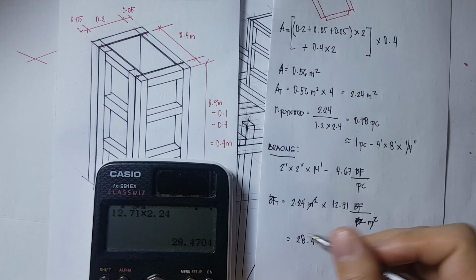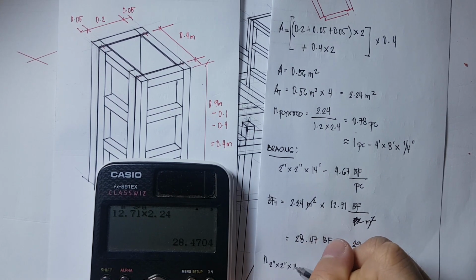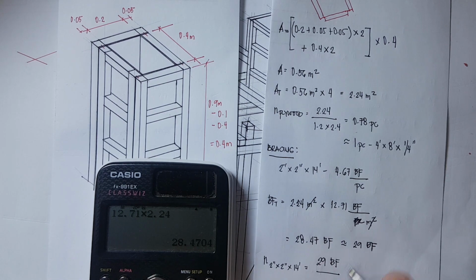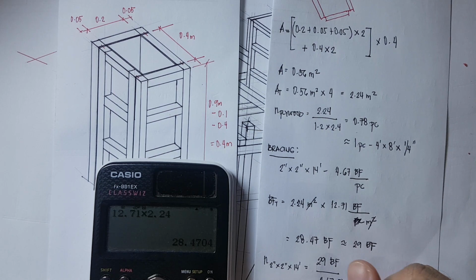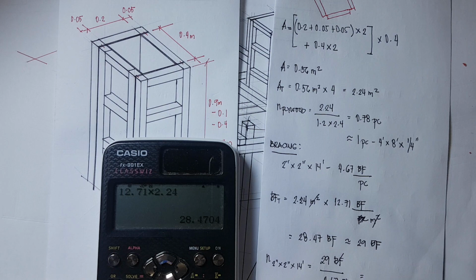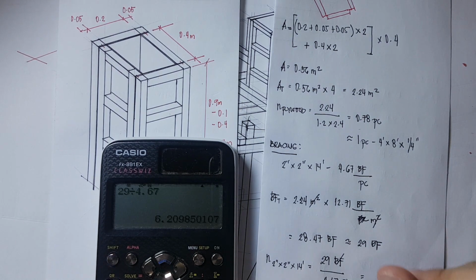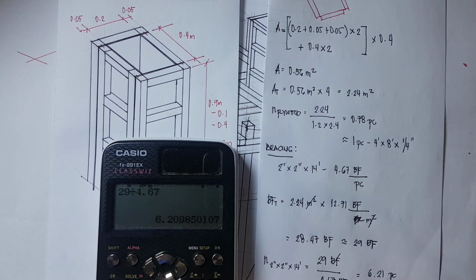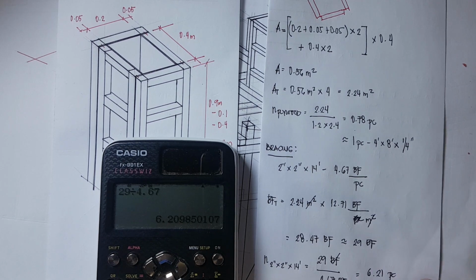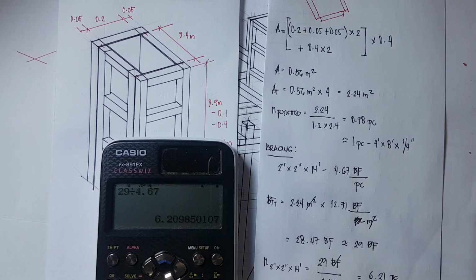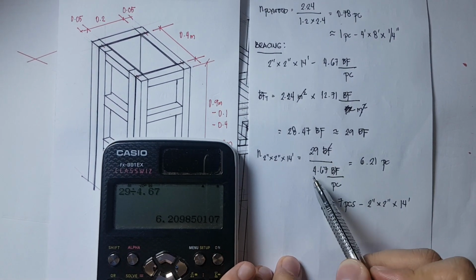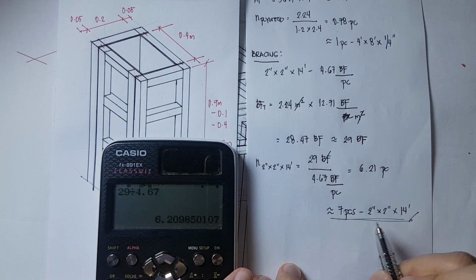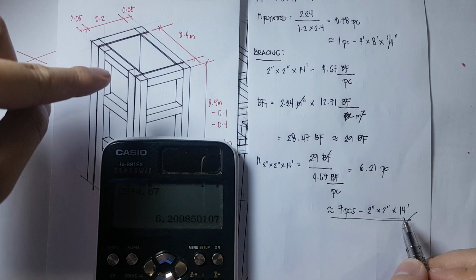For the number of 2 inch by 2 inch by 14 feet, we simply divide 29 board foot by 4.67 board foot per piece. Board foot will cancel out, therefore 29 divided by 4.67 is 6.21 pieces. So that is equivalent to 7 pieces of 2 inch by 2 inch by 14 feet. So we will be using 7 pieces of 2 inch by 2 inch by 14 feet for these 4 columns.